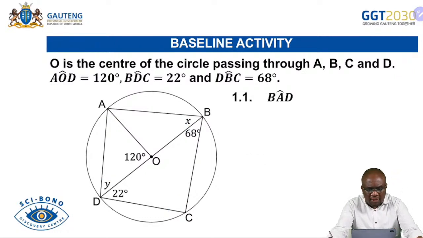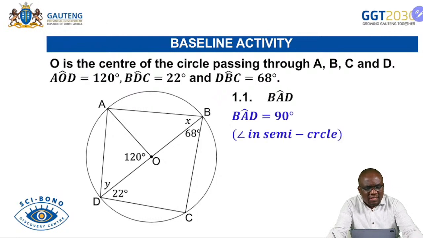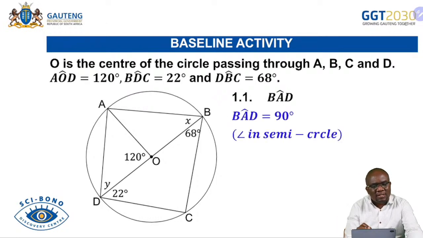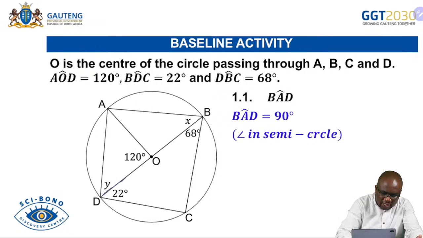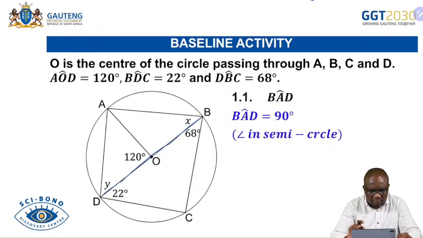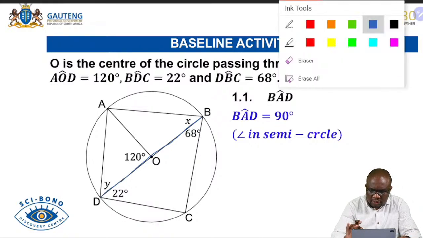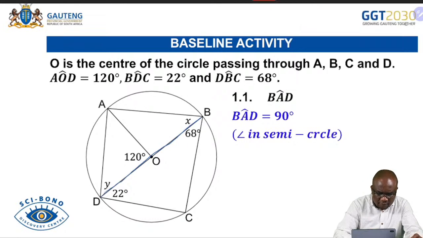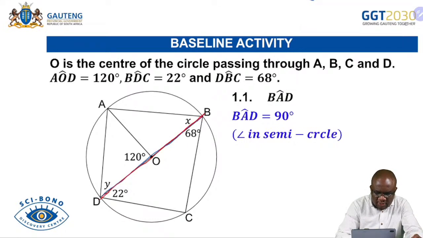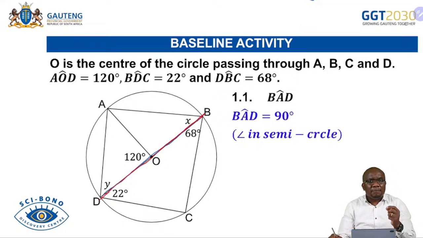So now, BAD, we're saying BAD is 90 degrees because it's angle in the semicircle, angle subtended by the diameter. BD is the diameter. Let me get the red pen. What happened to my pens? Now BD is the diameter. So angle subtended by diameter is what? It is 90 degrees. It's a right angle.